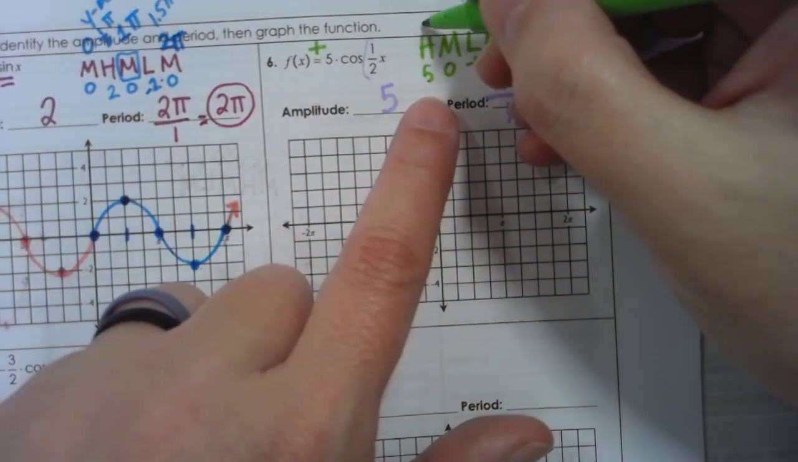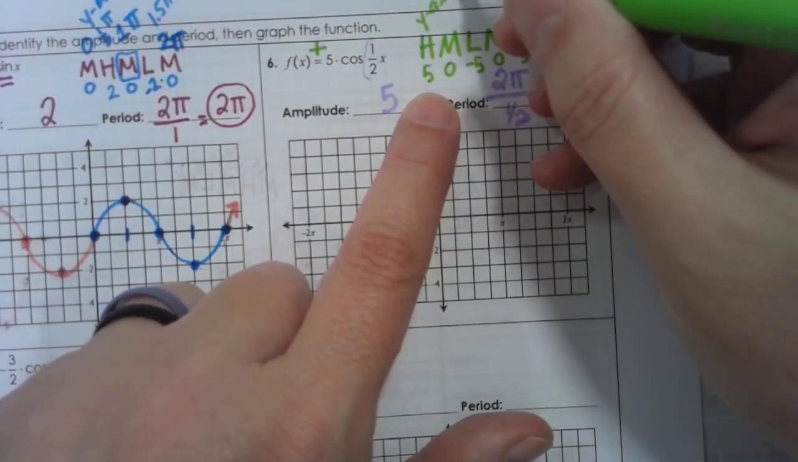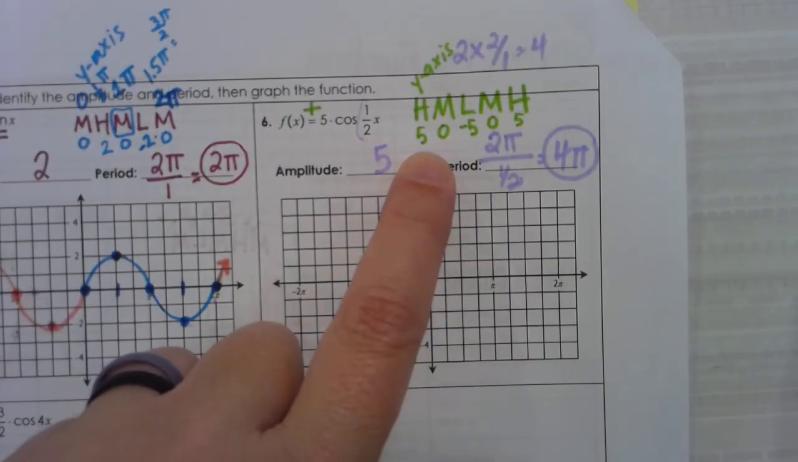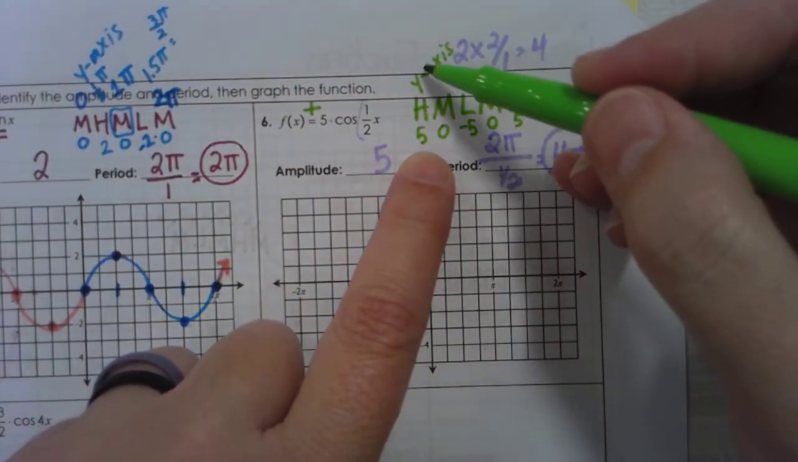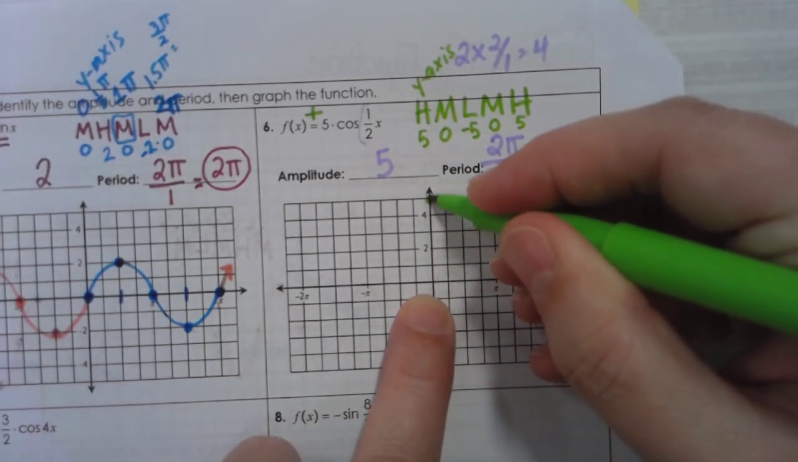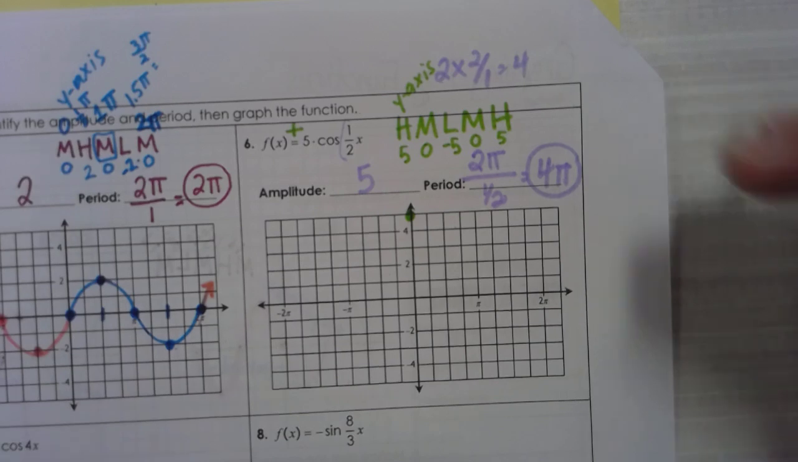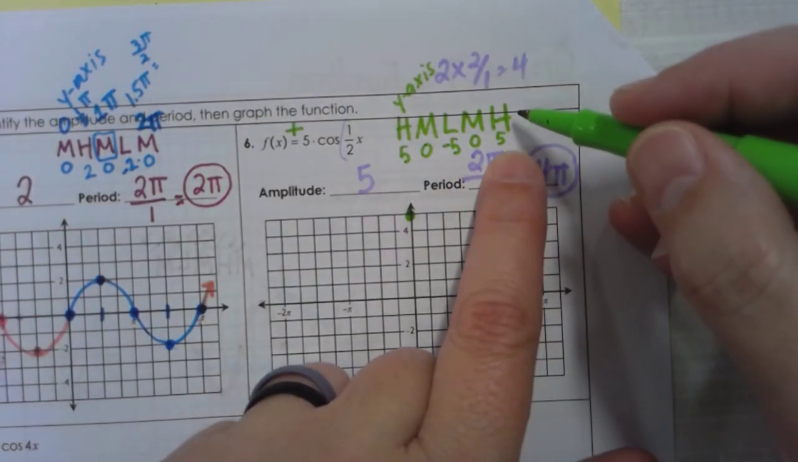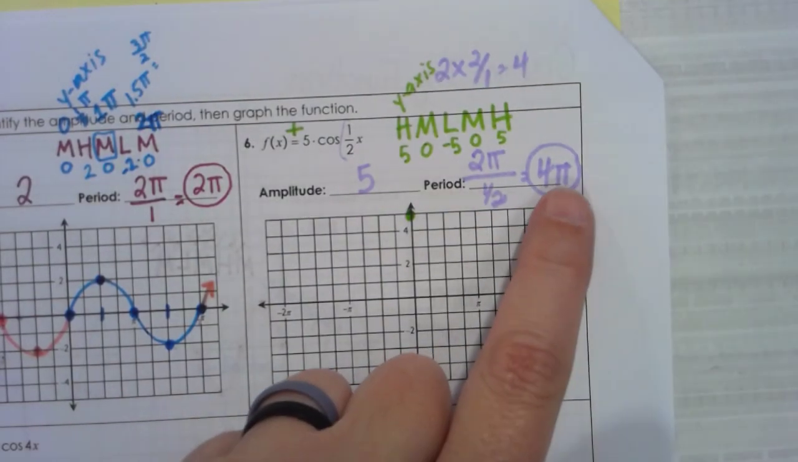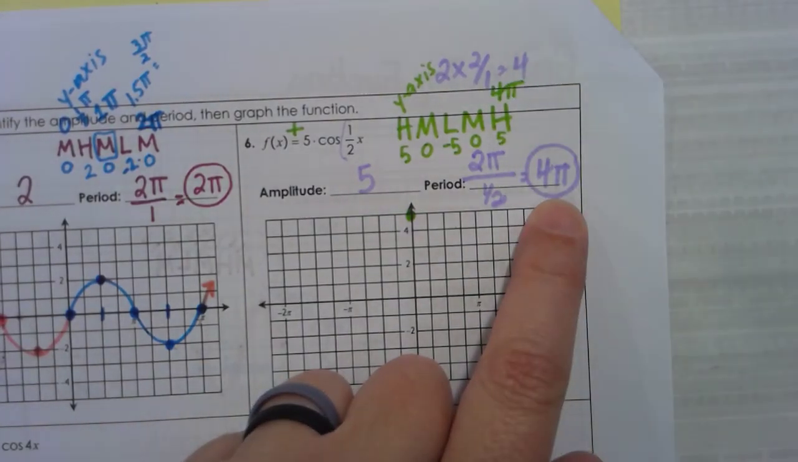Okay, so this is our y-axis. The very first dot is on our y-axis. So we're going to have a dot on the y-axis at positive 5. So that's going to be way up here. The last dot is at the end of this period, which is 4 pi. So I can't draw that because it's not on our graph, right?